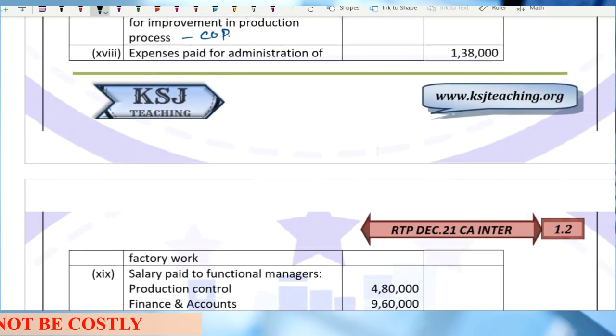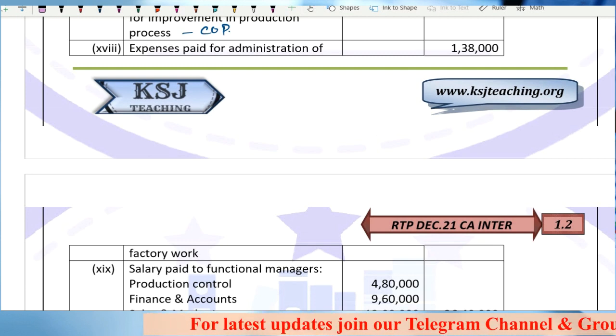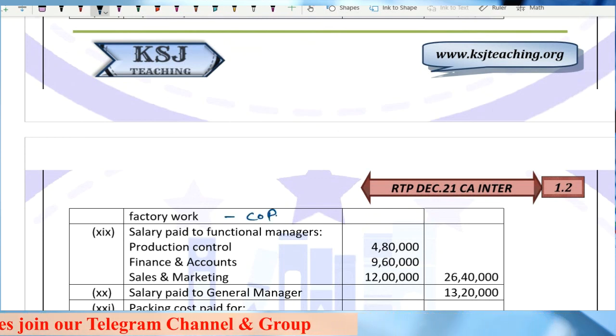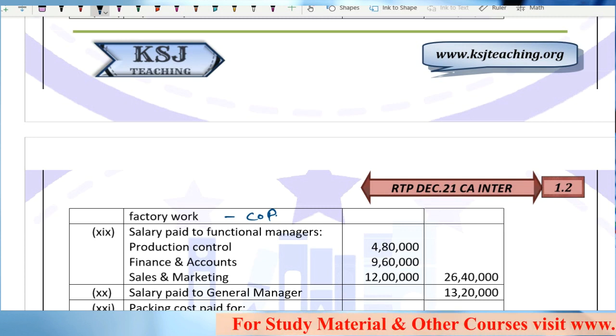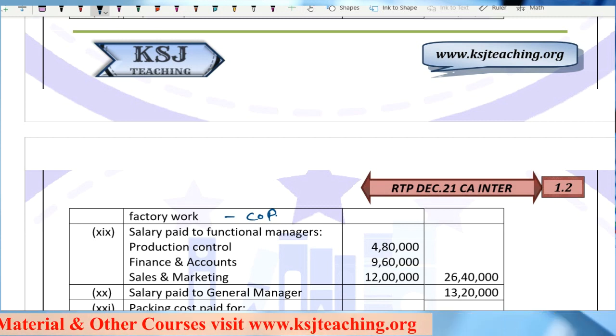Expenses paid for administration of factory work, right? Paid for administration of factory work. Again it will be taken as cost of production. Why? This is office and administration cost related to production. So you need to be very clear whether the office and administration cost is related to production or it is a general office and admin cost, right? The treatment will be different.